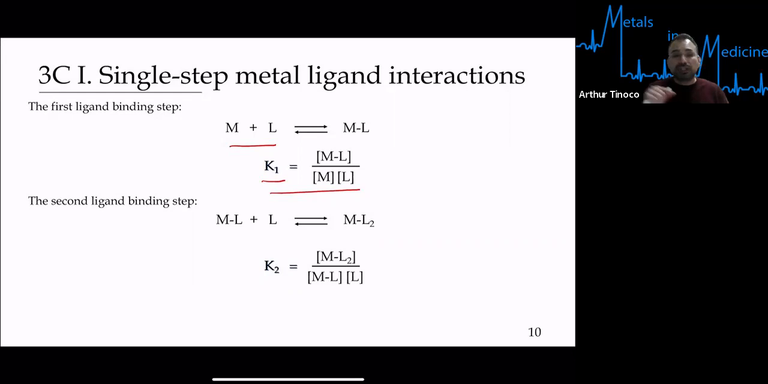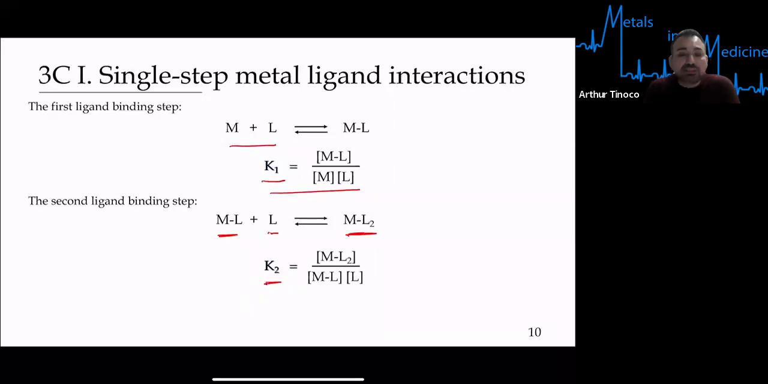But then when we have a second ligand binding, well, now we have a complex that's already formed, ML, and that complex will interact with another ligand, L, forming the compound M with the two ligands. So now this would be the second step, because that represents that second ligand now binding to the metal center.